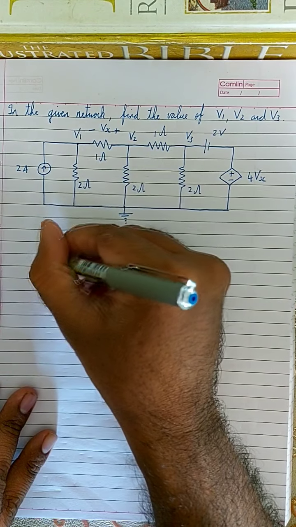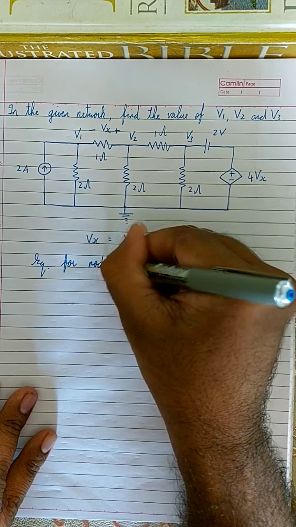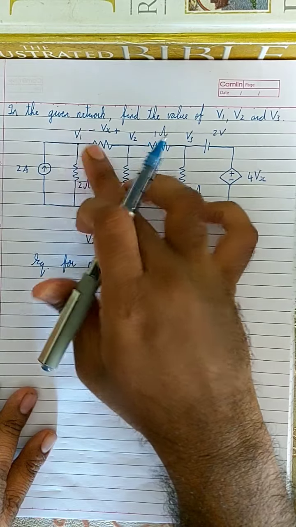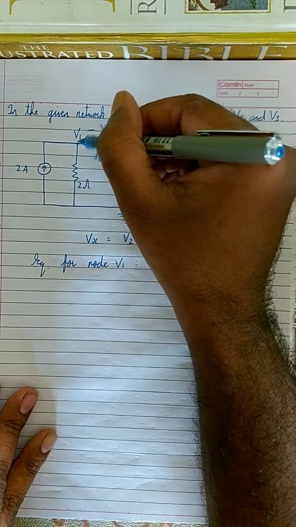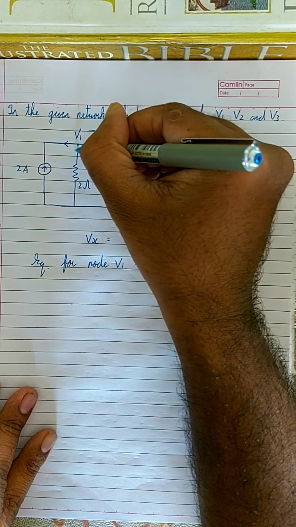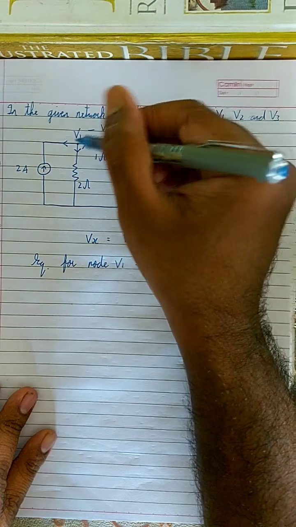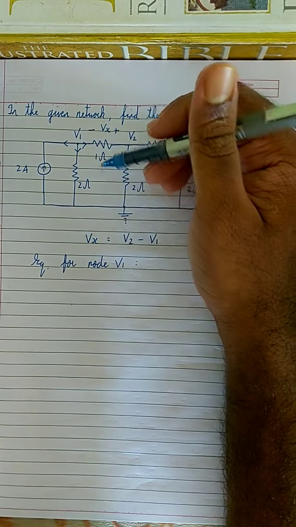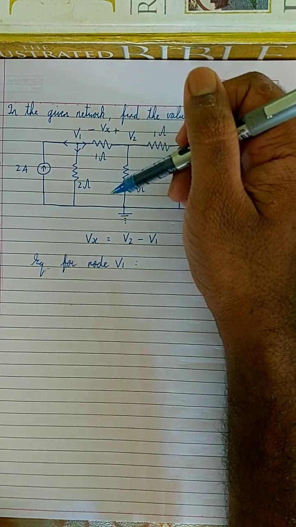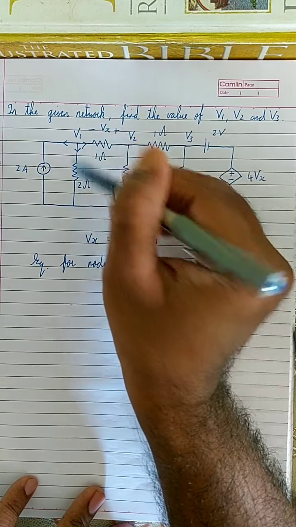So therefore, equation for node V1. If you look over here, V1 is this node, right? And this node has how many branches? 1, 2, 3. 3 branches, right? So 3 branches means there will be 3 terms, okay? And all of them are assumed to be outgoing, which means all the currents are assumed to be positive, which means V1 will be considered as the higher potential. That's what it means, okay?